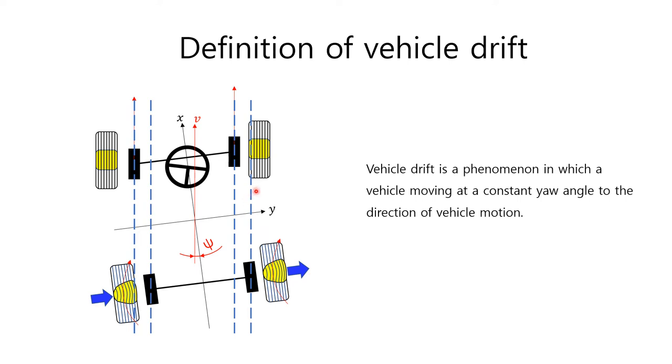This figure is from the last video, E50. As shown in the figure, a vehicle drift is a phenomenon in which a vehicle moves at a constant yaw angle to the direction of vehicle motion. Therefore, the longitudinal x-axis of a vehicle does not coincide with the moving direction, the v axis. This is also called dog tracking. Expressed differently, vehicle drift is a phenomenon in which rear wheels do not follow the same path as that of front wheels in a vehicle driving straight.